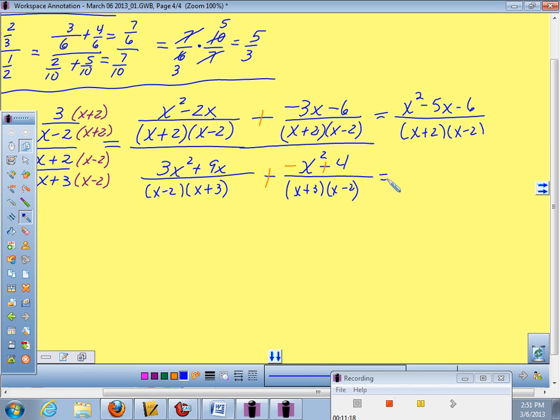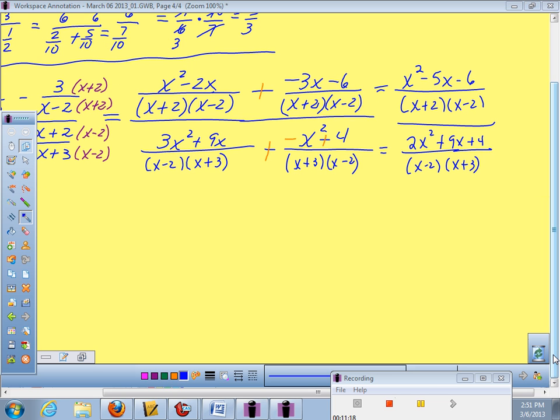Because we've got to get it down to one big fraction again. So I have x minus 2 and x plus 3. Yeah, there's 3x squared minus an x squared. That's going to be 2x squared. And there's not any other like terms, so I'm just going to have the 9x and the plus 4. So now you're down to fraction over fraction. That's the hard part. Now multiply by the reciprocal.